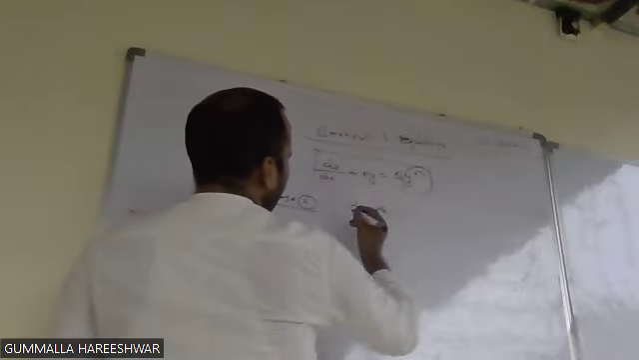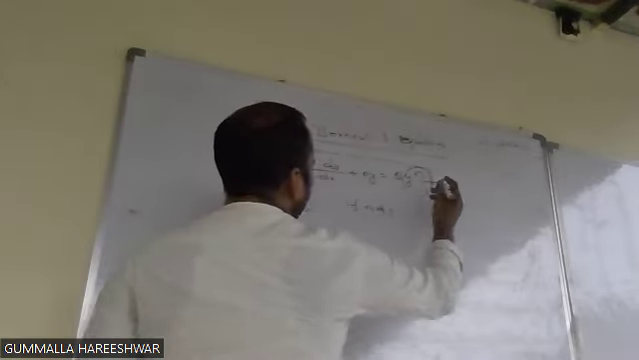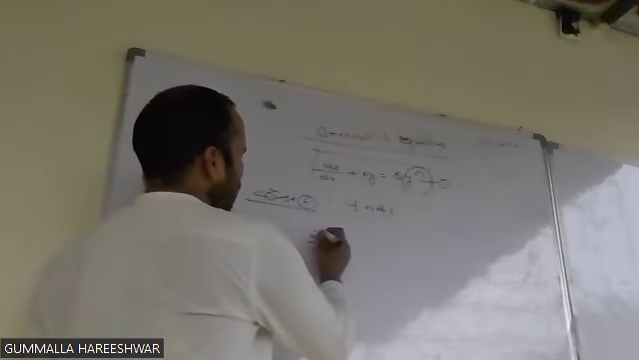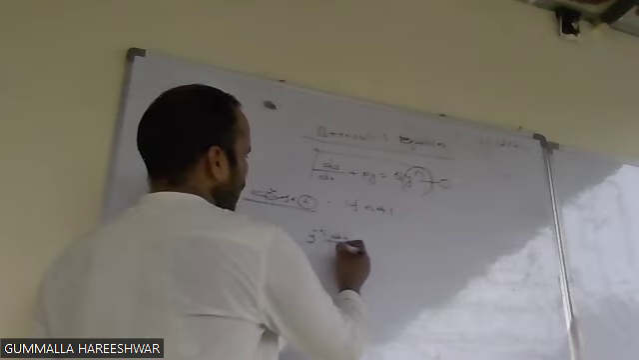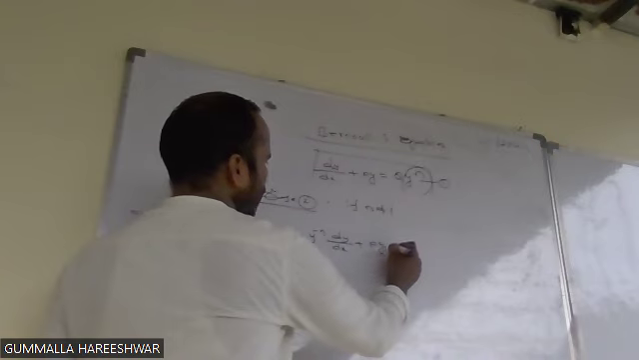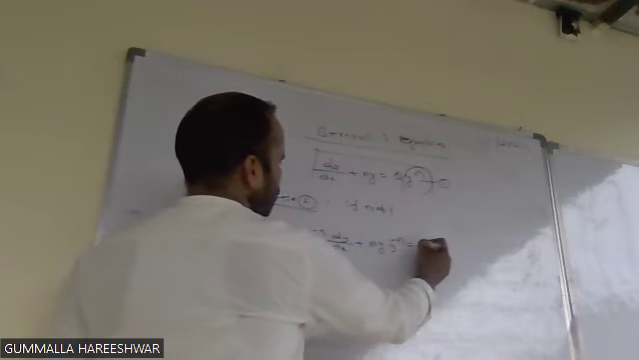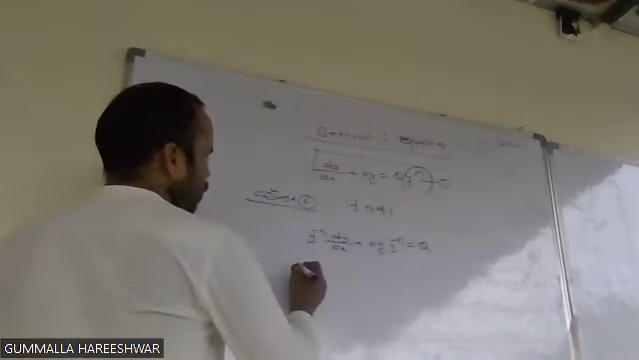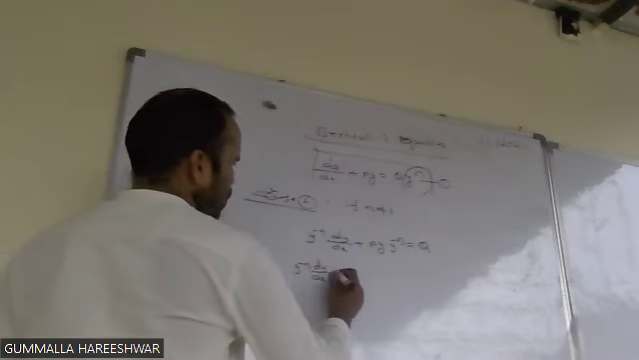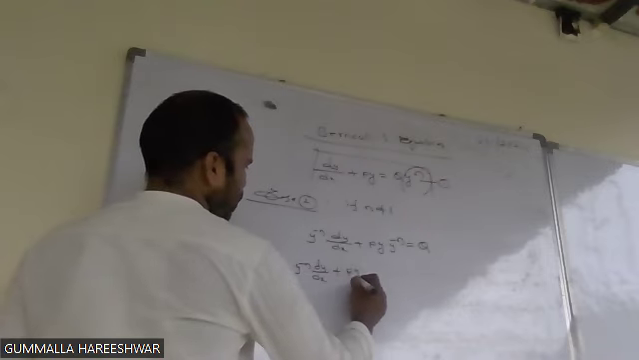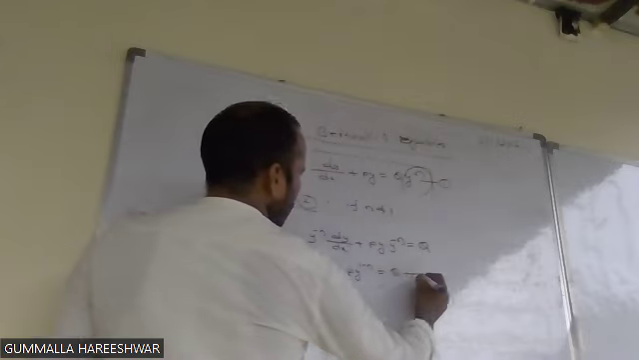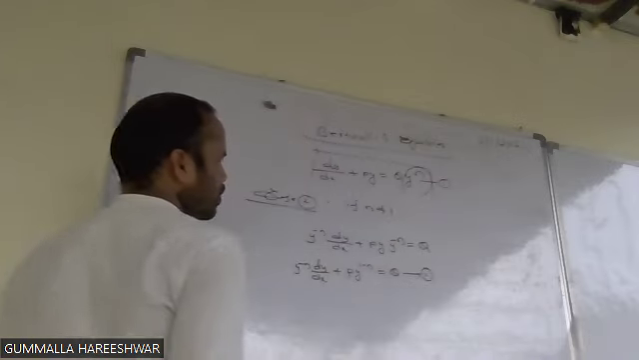Firstly, I'm dividing the equation by y power n. What we get here: y power minus n dy by dx plus P into y power 1 minus n equals Q. I'm giving this equation number 2.